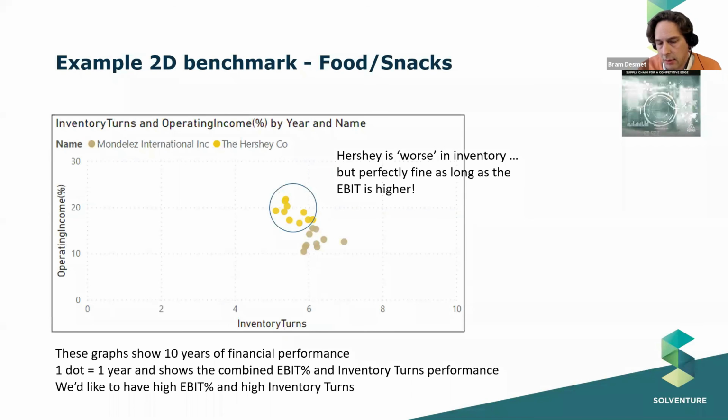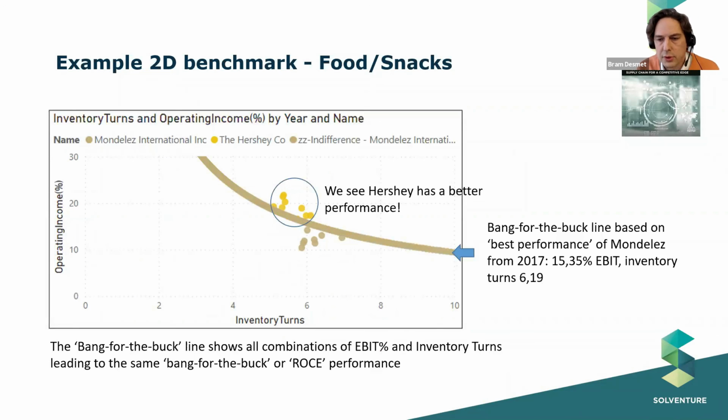That's an example also described in the book, Hershey versus Mondelez. I typically see that companies would say, we are Hershey, our inventory turns are 5.5. Mondelez has turns of 6 to 7. We also want to have turns of 6 to 7. I know, this is not how it works. If you plot the best practice or the best performance curve of Mondelez, you will see this is the best performance of Mondelez. We see that Hershey is actually doing a better job.